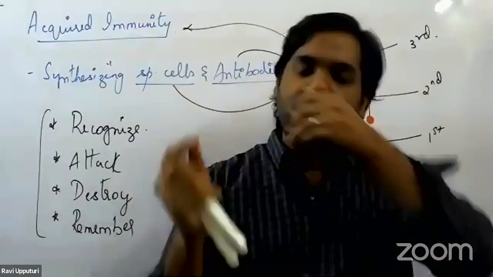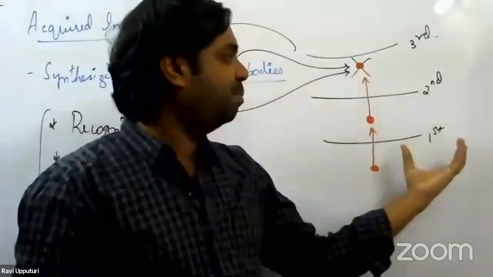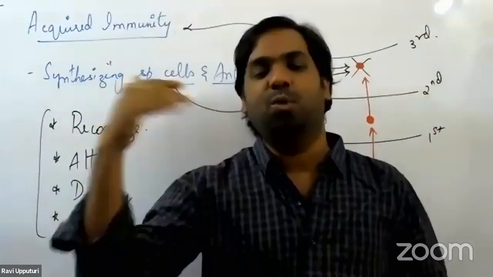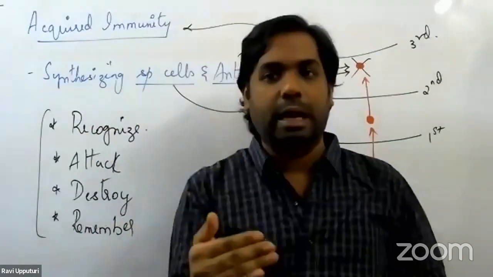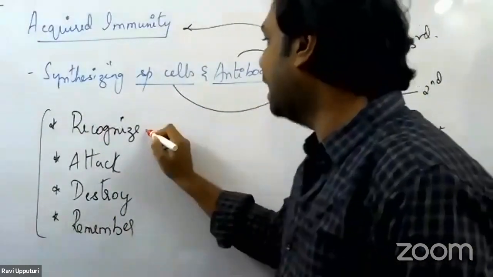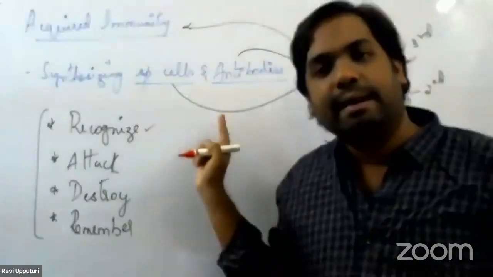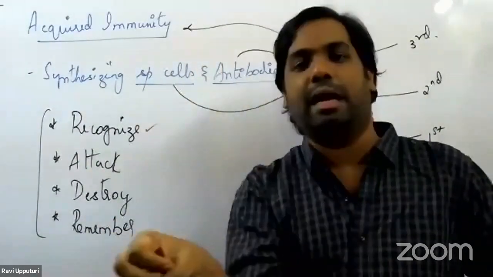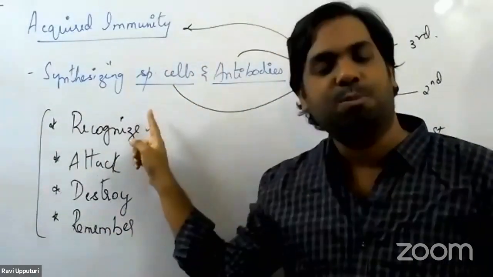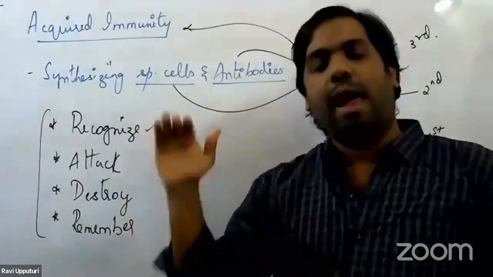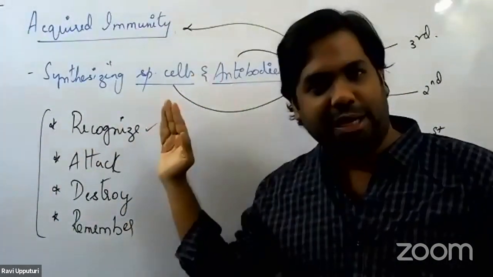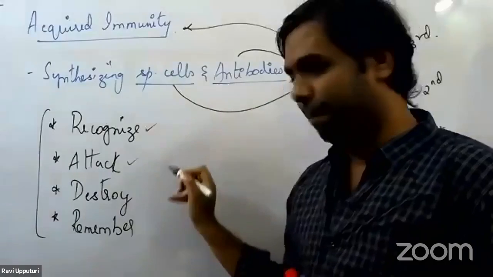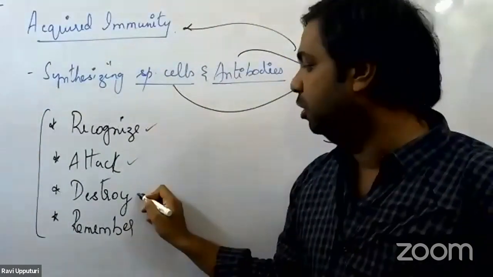Whenever a pathogen has passed through the first and second line of defense, the third line of defense will now start operating. So what will the third line of defense do? First and foremost, they will start recognizing the pathogen. Once they recognize the pathogen, based on the type of pathogen that has entered the body, they would start synthesizing specific or specialized cells as well as antibodies. Once these are synthesized, they would attack that particular pathogen and destroy it.